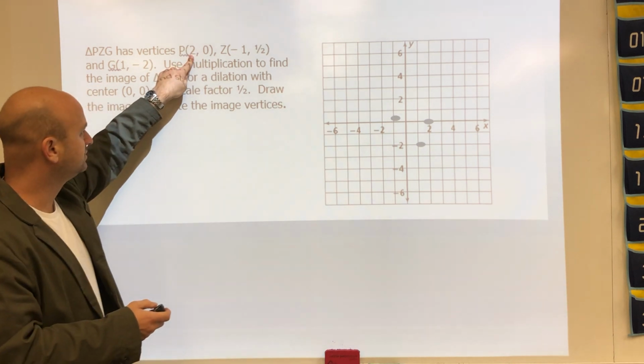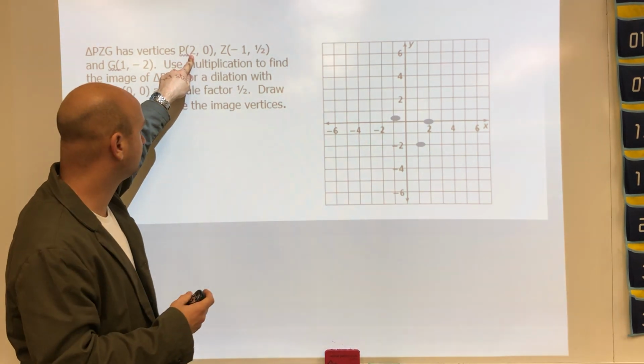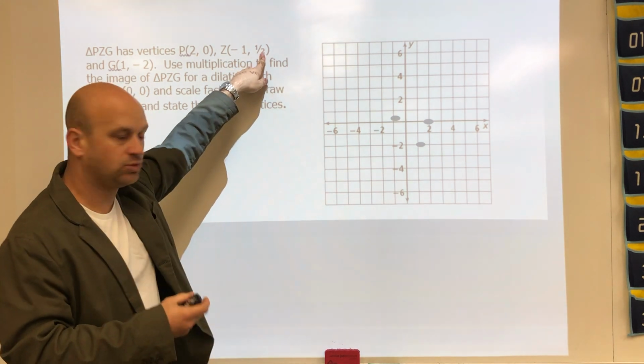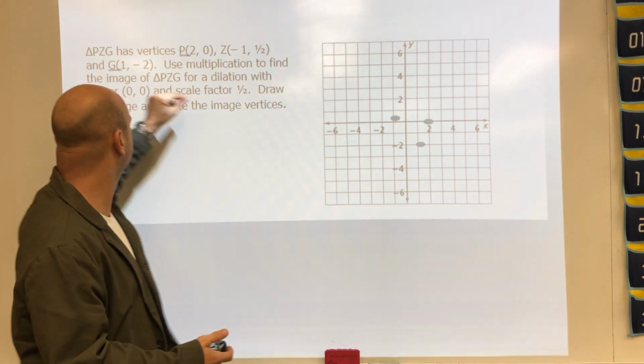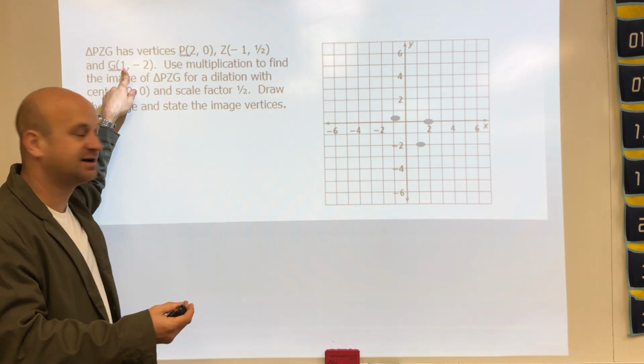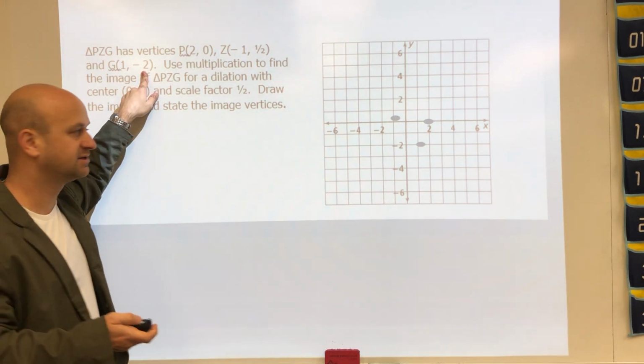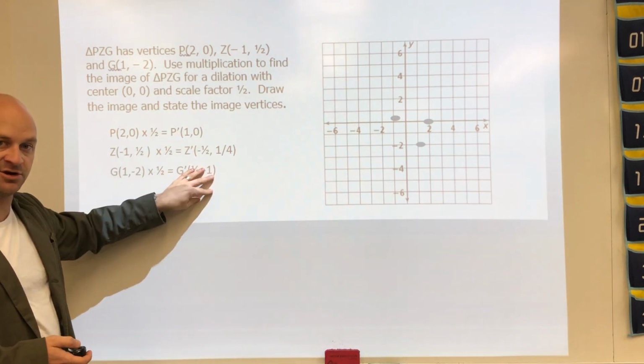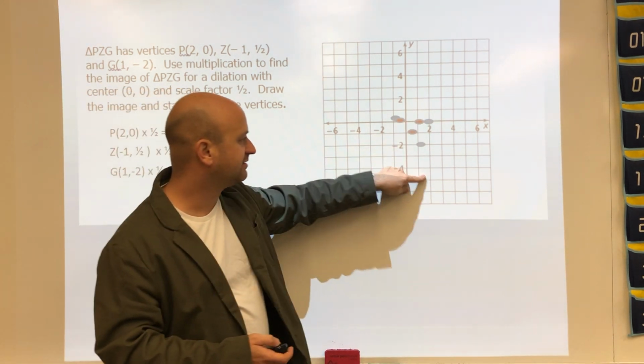So in this case, 2, 0, that would become 1, 0. Negative 1 times half would be negative half. 1/2 times half is 1/4. 1 times half is a half. Negative 2 times a half is negative 1. So when we multiply these by 1/2, we get our image coordinates in which we graph.